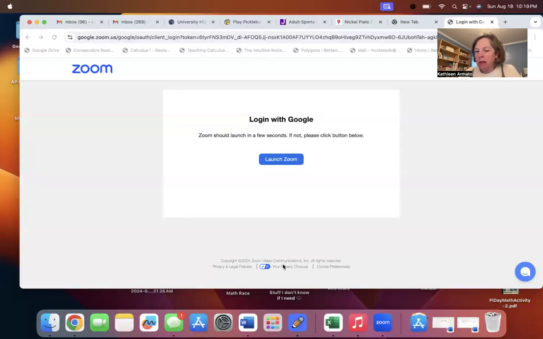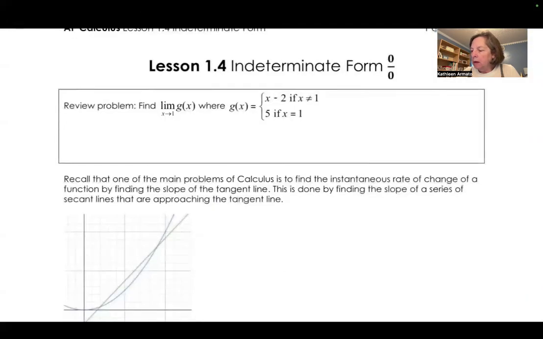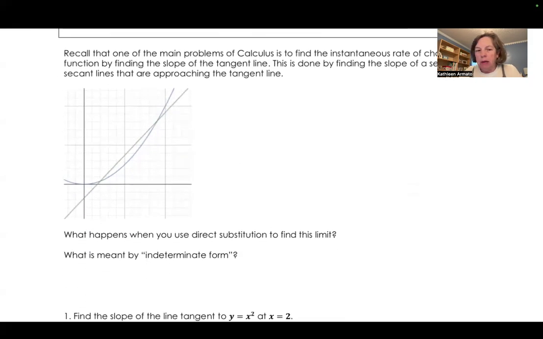Since I can't be there, I am recording lesson 1.4 and hopefully this will make sense. Give me a second while I get set up here to share my iPad screen. All right, there we go. So we're going to skip the review problem and just stick to the heart of the matter, since it's a recording.